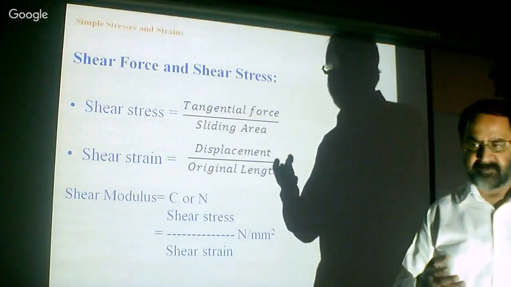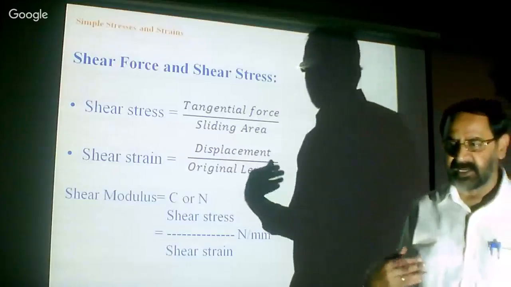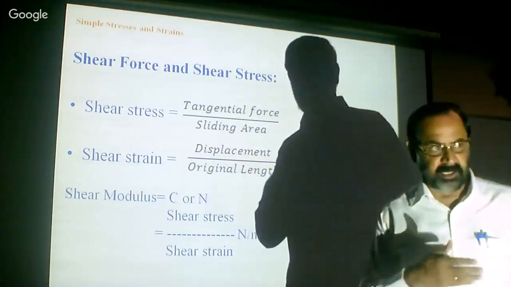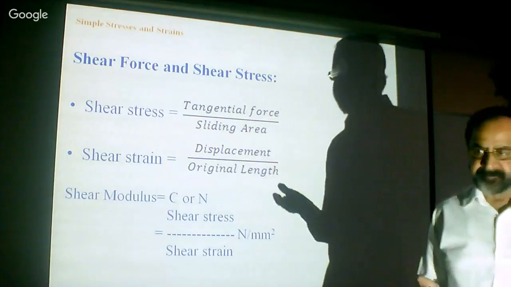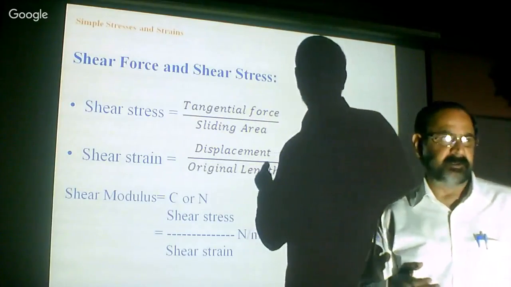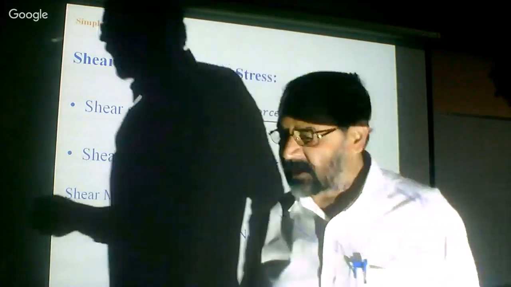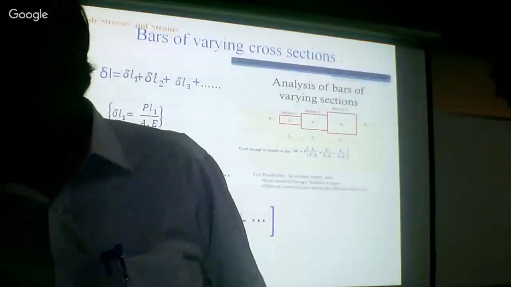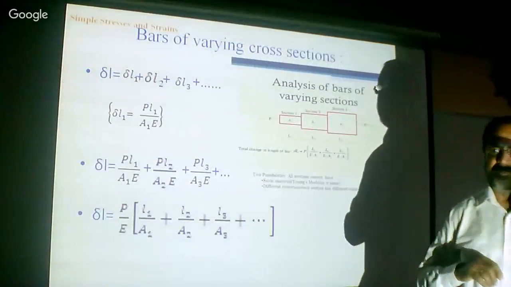Shear stress is defined as shear force divided by shearing area, sliding area, and shear strain is displacement by original length, and shear modulus is the shear stress upon shear strain. It can be calculated. Now it is good. And also we have discussed the bars of varying cross section.